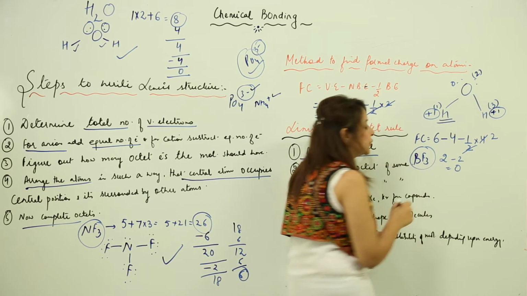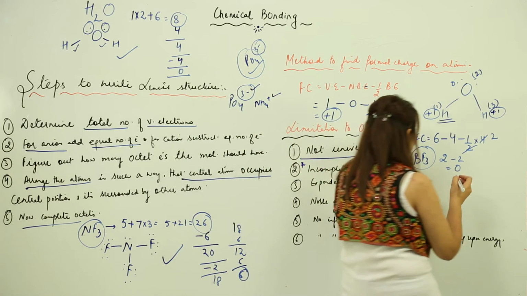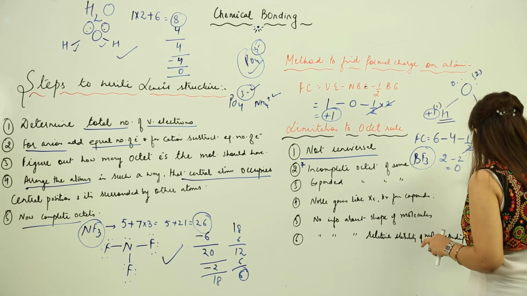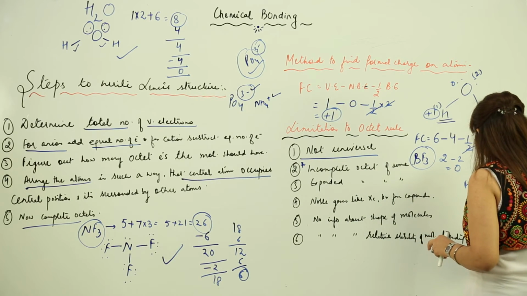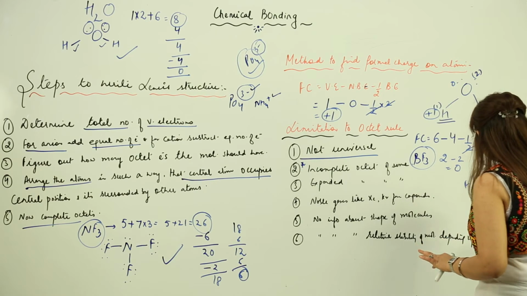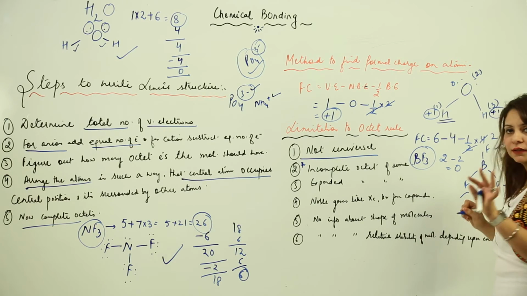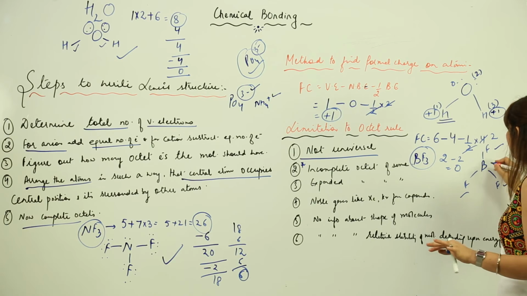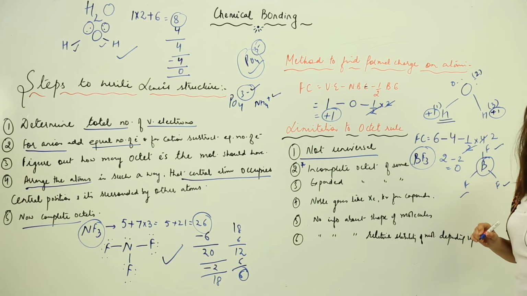When you draw the structure for BF3, let us draw it first. In this, the structure is like this. We see that fluorine actually acquired the electron which we needed, but the boron has 6 electrons in its outermost shell. That means its octet is not complete.